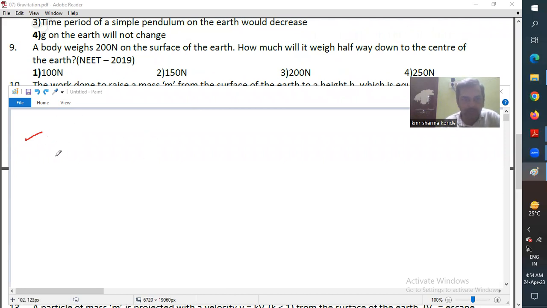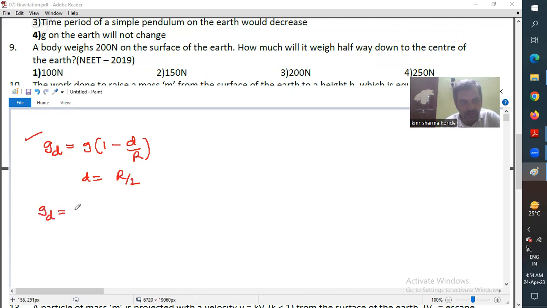So, when the body goes down, we need to continue with the equation g at depth d is equal to g times (1 minus d by R). As per the question, d is mentioned as R by 2. So let us substitute: g at a depth d is g times (1 minus (R by 2) by R). So this R and R get cancelled. So this is g by 2.